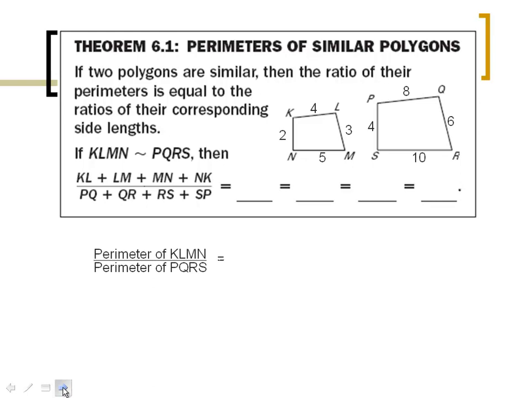So I'm going to find the perimeter of KLMN and the perimeter of PQRS. Find the perimeter by adding them all up. So if I add them all up, I get 14 over 28. And as you know, that could be reduced. They're both even. 7 goes into both. That reduces to 1/2. So if you do a ratio of the perimeters, you get 1/2.